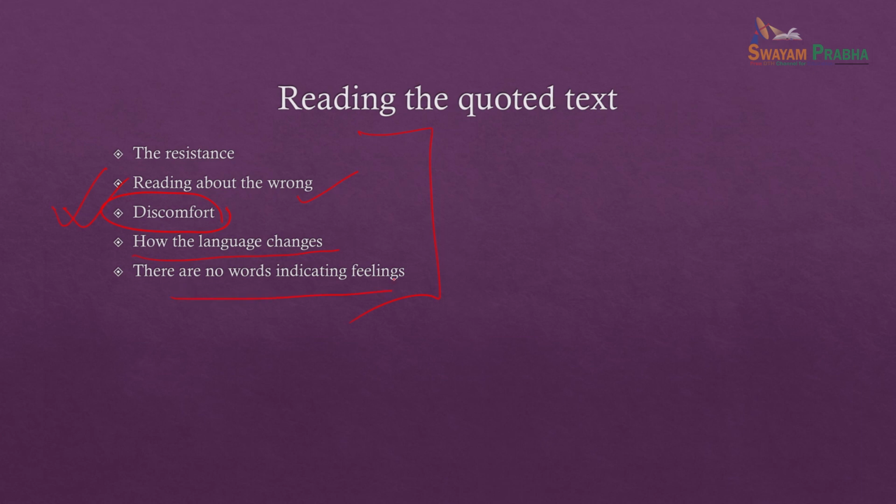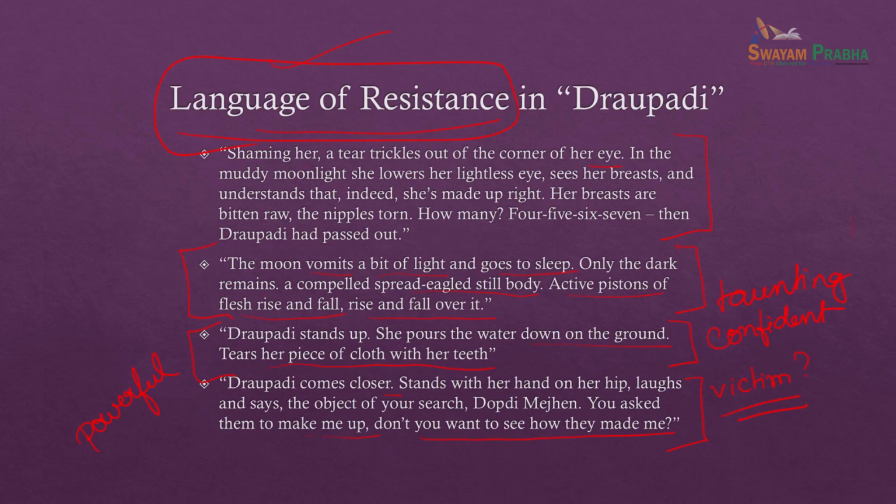There are no words indicating feelings. When you read the previous text, do you see words which show emotional attachment of Draupadi, the main character? No words are there in this text which show some kind of emotional attachment or give a hint of what emotions are playing in this particular scene, because once you are talking about the emotions, it becomes difficult. The only emotion that is being indirectly hinted at is rage.